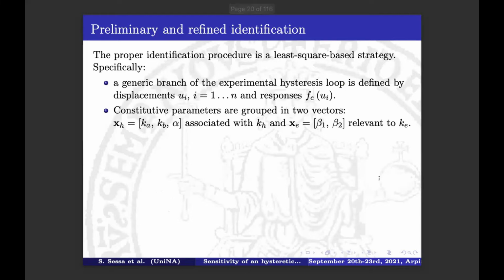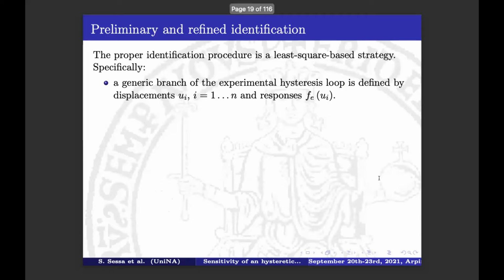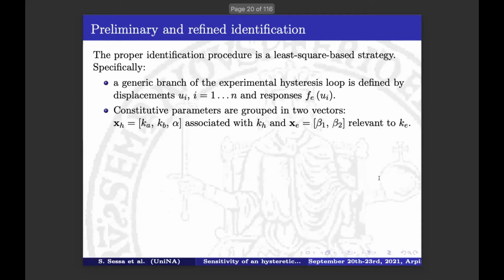Actually, each generic branch is defined by means of a discrete set of displacements and associated responses. For each one, we first split the parameters in two different sets. The first set is Ka, Kb, and alpha, and we collect it into this vector, while the second one are the two beta, which we collect into a second vector.